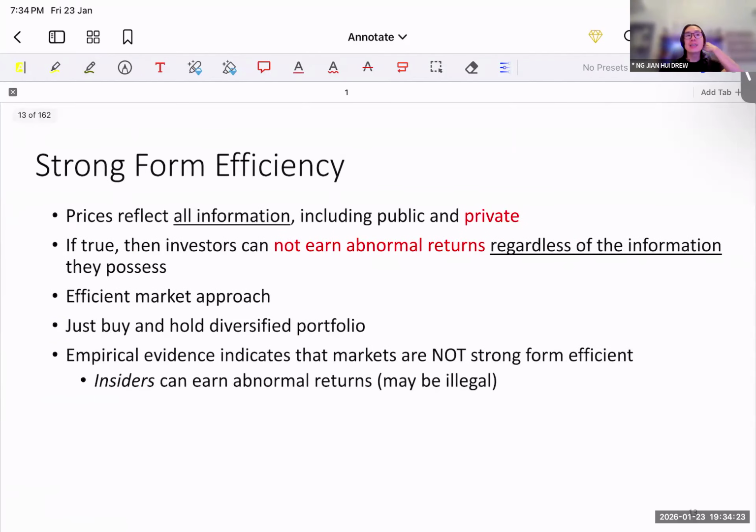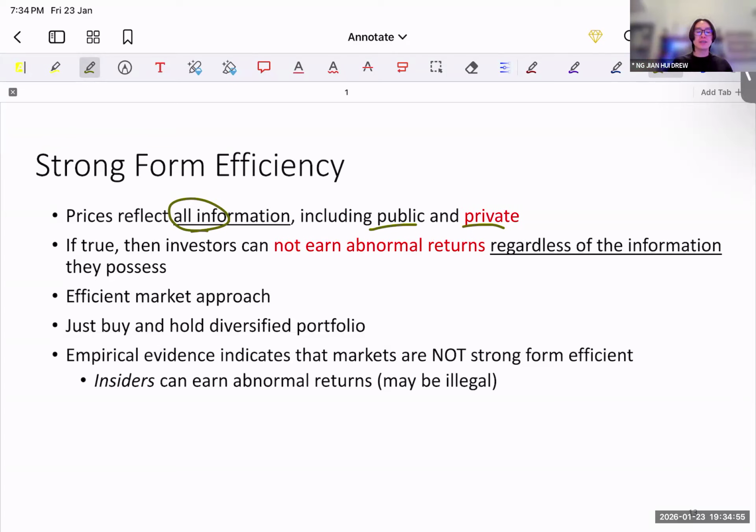So the strong form basically tries to say that this kind of efficiency includes all the information, which means the perfect case, where it includes all information, regardless of public or private. So everything that's available is included. And this strong form is the perfect efficient market, right? Regardless of the kind of information that you possess, it's of no value because the market has already reflected this in the stock price of the company.